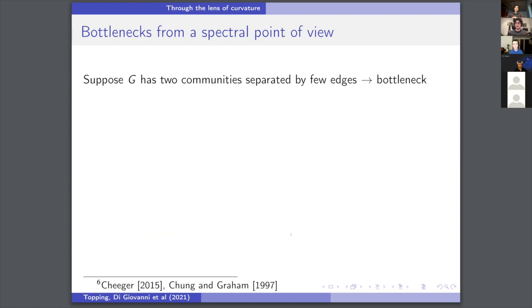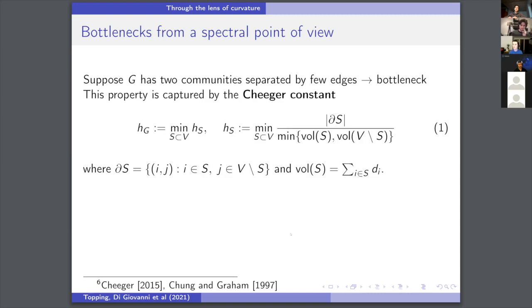So we have a bottleneck because we have few inter-edges and many intra-edges. The information propagating from one community to the other has to be squeezed through these bridges. And this property is captured by the Cheeger constant, the isoperimetric ratio. So in other words, the Cheeger constant is a number that is measuring how easily you can disconnect the graph into 2 communities.